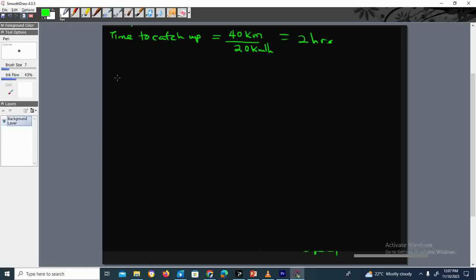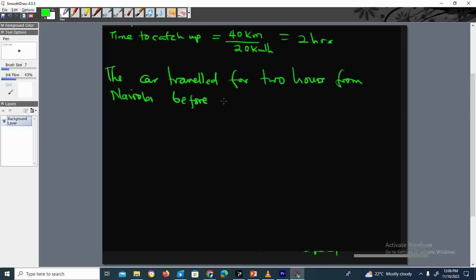So now, this means the car traveled for 2 hours from Nairobi before catching up and overtaking the van.